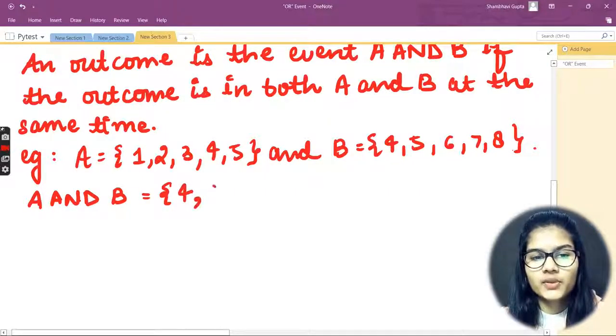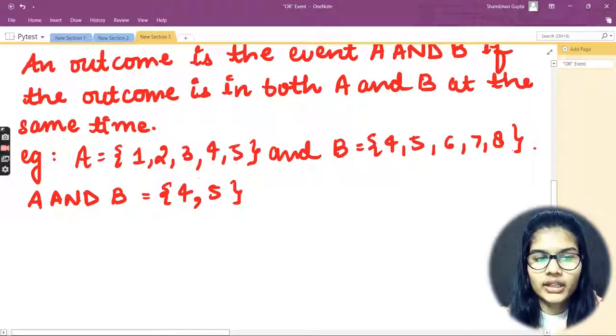So the common outcomes which I'm having are 4 and 5, right? I did mention 4 and 5 in both A and B. So this is how you use the AND event. Whenever you have to find the AND event, whatever common outcomes you have in both of the events, that common outcome will be your answer.